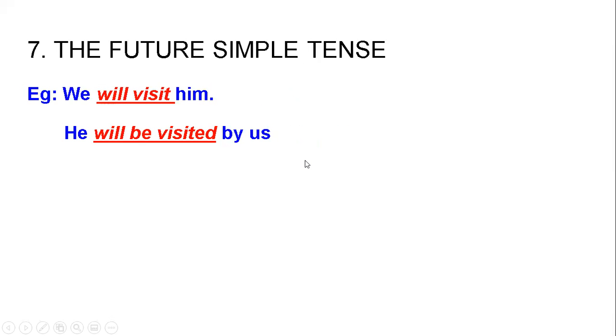The future simple tense. Now we've moved on to the future tense. The future simple tense, same thing more or less, only the tenses you have to be careful with. So we is the subject, which is again a pronoun. So we becomes the object and you change we to us. Him is the object, it becomes the subject, and you have to change the pronoun because it's a pronoun again over here. Don't forget to add by and change the verb from will visit to will be visited. So we will visit him becomes he will be visited by us.